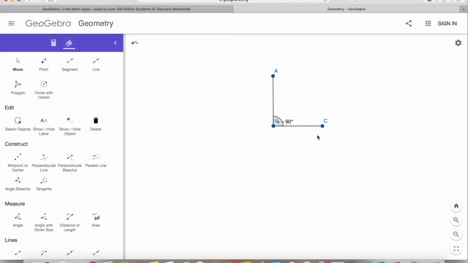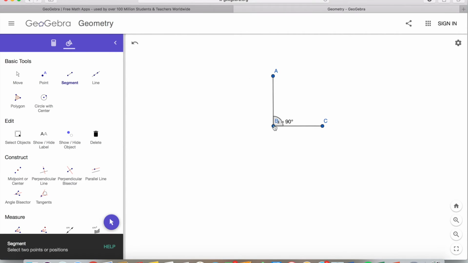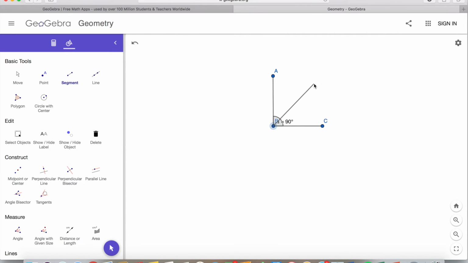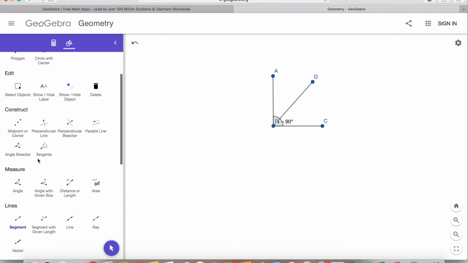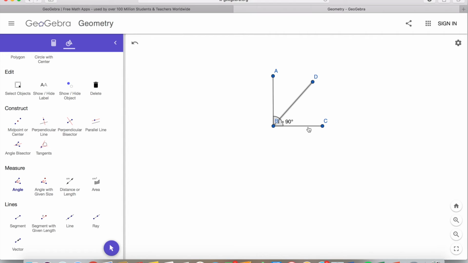So now from there, we're going to make an acute angle that's going to go this way, and we're going to make an obtuse angle that goes this way. So the acute will be less than 90 degrees, and the obtuse will be greater than 90 degrees, but less than 180 degrees. So let's make another segment from B right here to D, and then we're going to go measure the angle. So click on D to B and B to C, and boom.